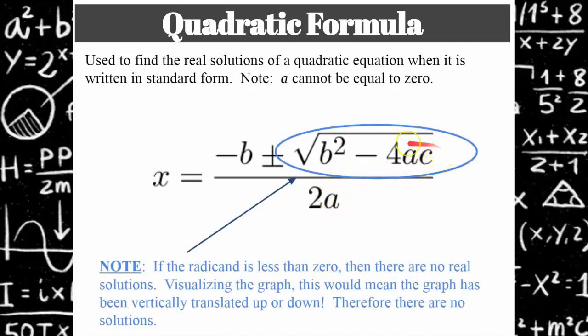Noting that our radicand b squared minus 4ac, if it's less than 0, that would result in an imaginary number, so we would not have any real solutions to this quadratic function. Visualizing this, that would mean that the graph had either been vertically translated up, or it's a reflection in the x-axis and vertically translated down, so there's no solutions. So in other words, the parabola will not intersect the x-axis. So there are no x-intercepts, so no solutions.